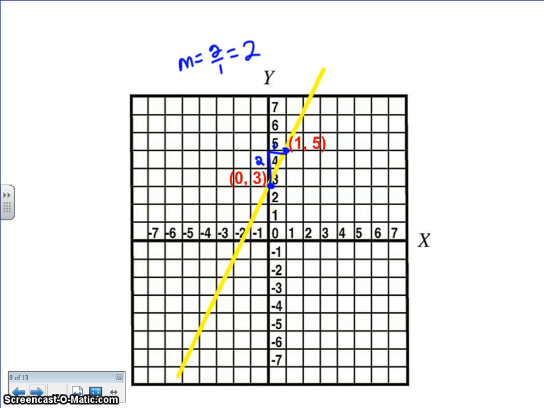This point right here, in particular, has the coordinates of 0, 3. This point right here has the coordinates of 1, 5. If we said 5 minus 3, we get 2. That's the number on the top. And if we said 1 minus 0, we get 1. That's the number on the bottom. So another way of thinking of rise over run is change in y over change in x.